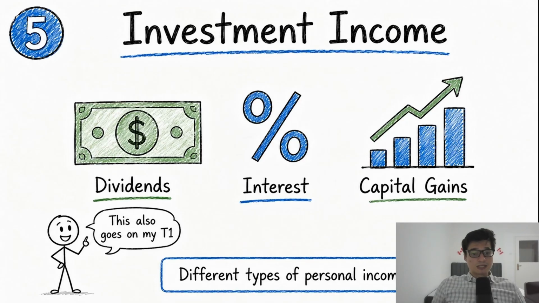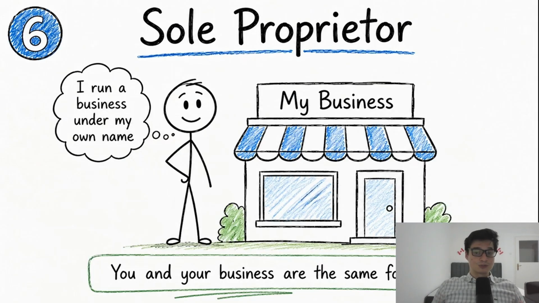You might have investment income. So you might have dividends. These are money coming from owning shares of corporations. You might have interest, like from a savings account, or a capital gain. You might have purchased shares and then sold them later for a larger amount. That also goes on your T1.